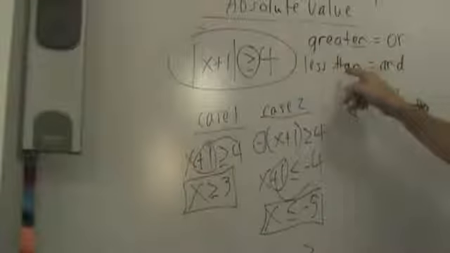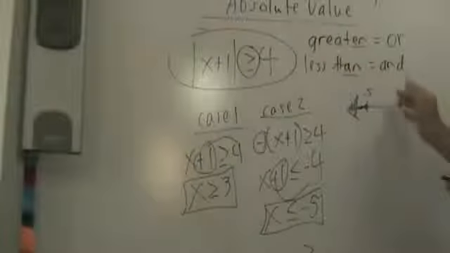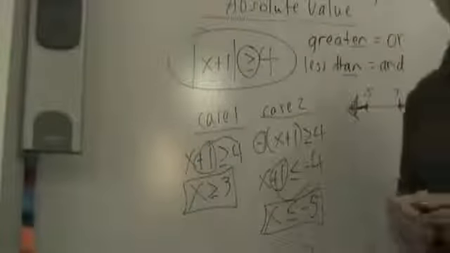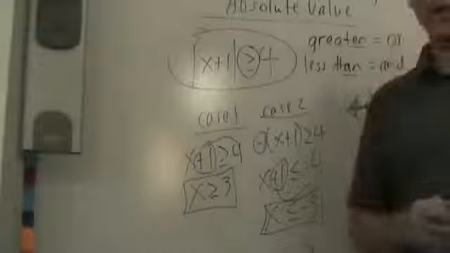So if this started off as less than, we would only do the place where they overlap. And in this case, actually, it would be a different problem. Okay? All right. Hope you get that.